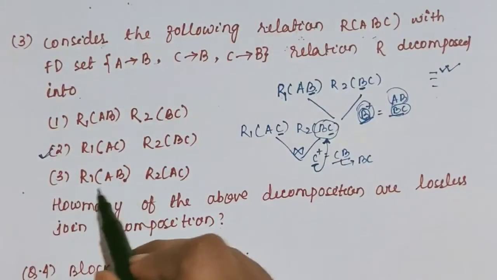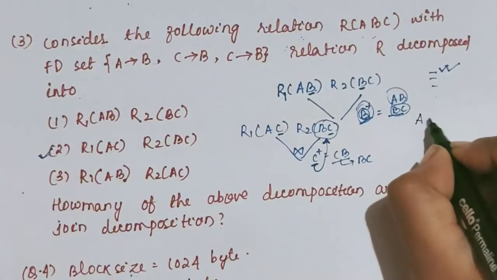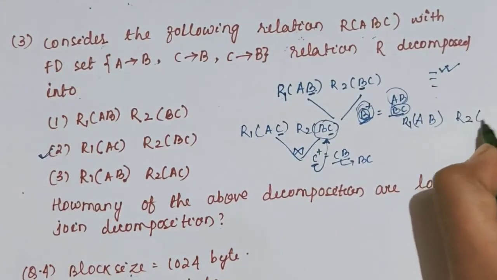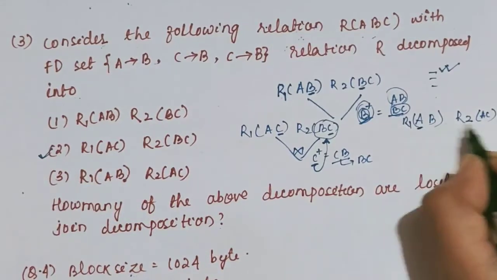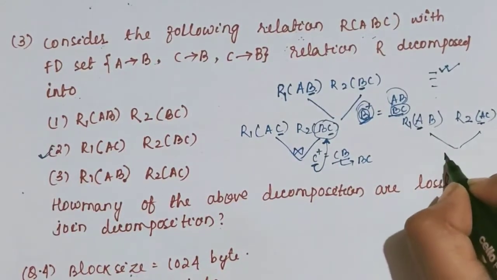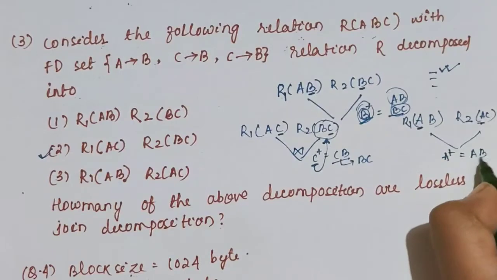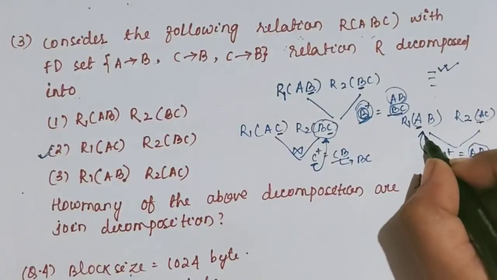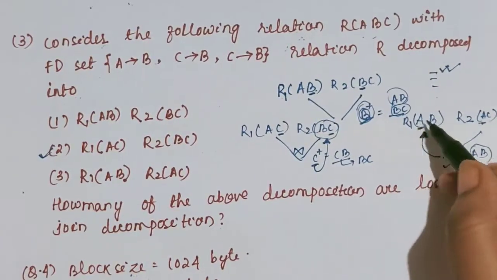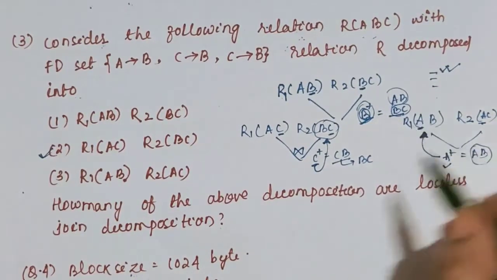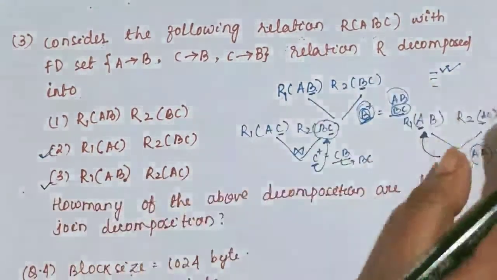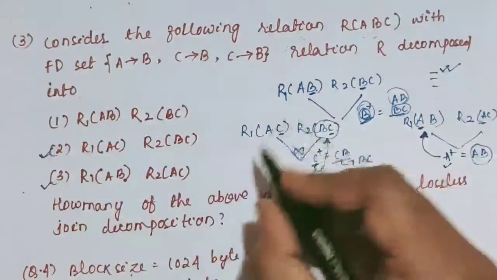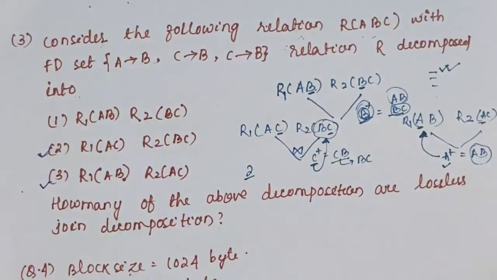If we check the third option, R1 of AB and R2 of AC, the common variable is A. If we find A plus, we are getting A to B, so AB. So A is a super key for this table. So this is also a lossless join decomposition. So these two are lossless, so the number of options is 2 in the quiz.